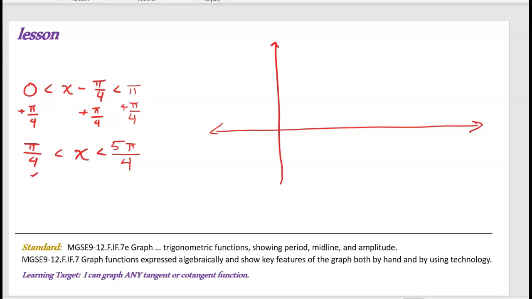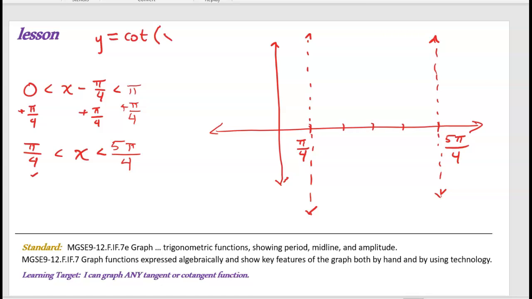So I know pi over 4 is my first asymptote. Pi over 4, 2 pi over 4, 3 pi over 4, 4 pi over 4, 5 pi over 4 is my second asymptote. All right, the function was y equals cotangent of x minus pi over 4. So I know my a value is 1.